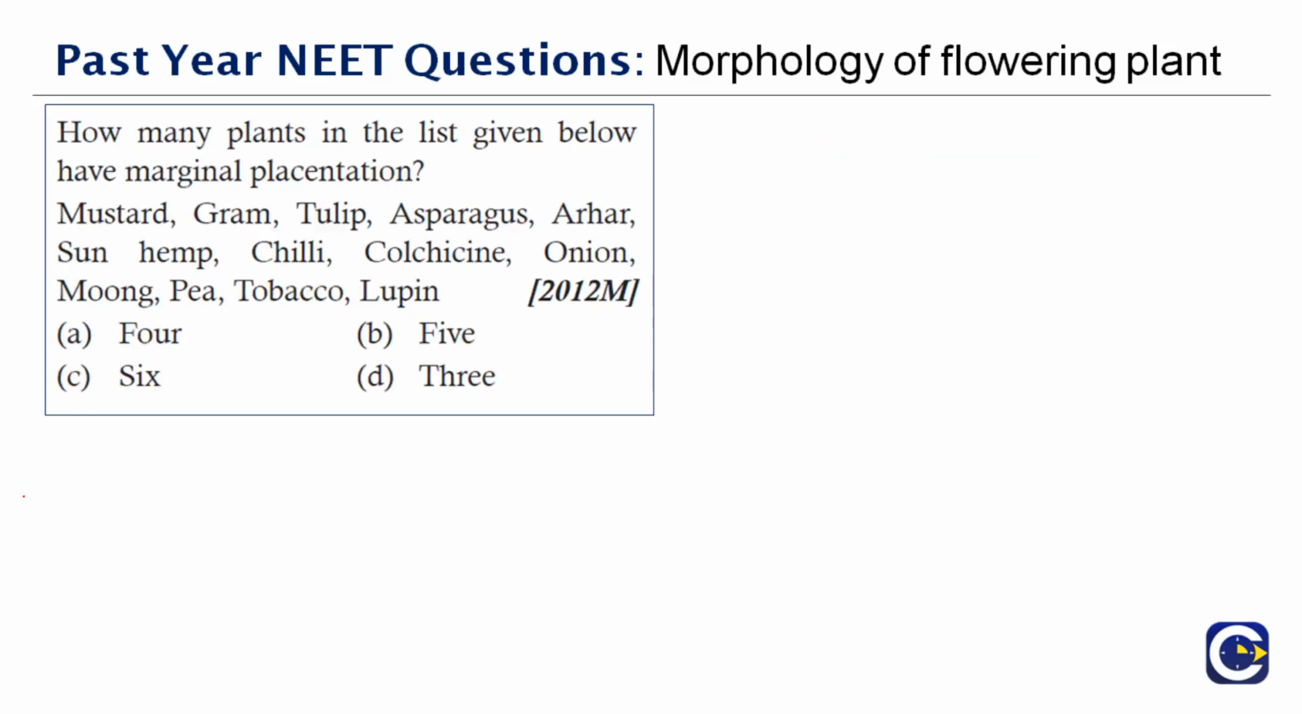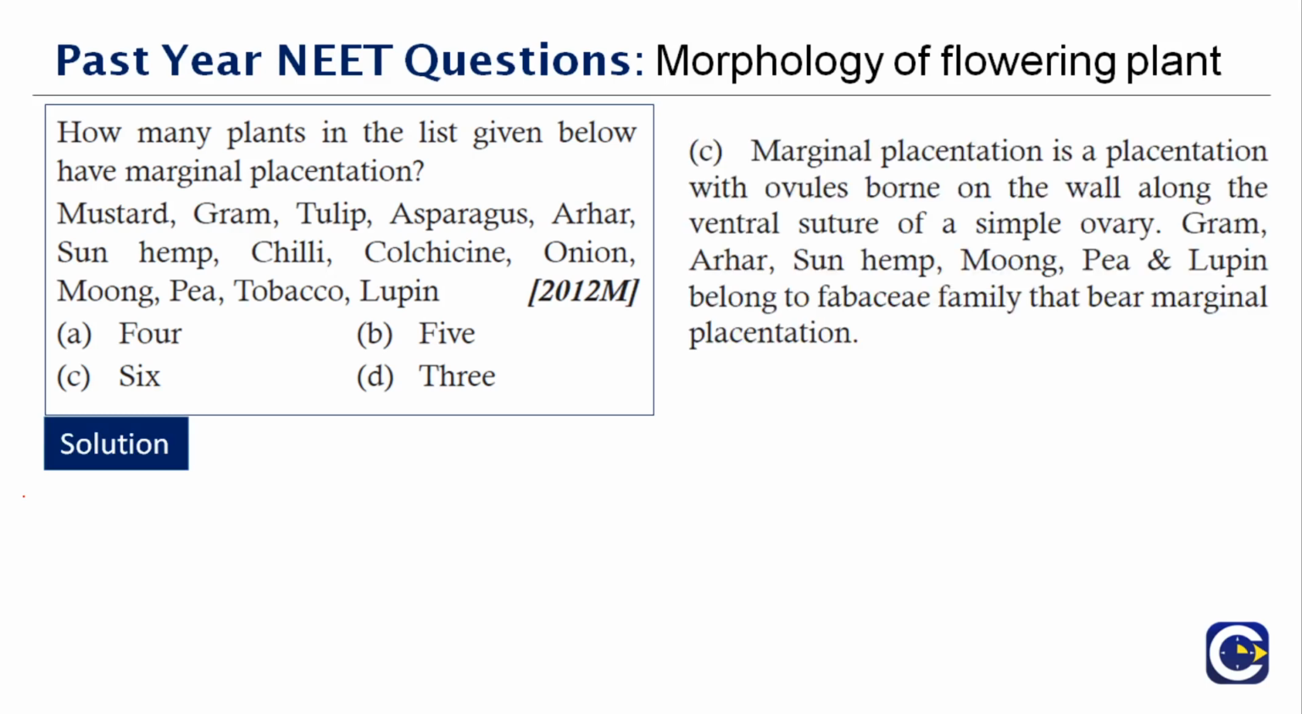How many plants in the list given below have marginal placentation? Okay, I'll give you the answer so that you can analyze. Marginal placentation is a placentation with ovules borne on the wall along the ventral suture of the simple ovary. So that is the meaning of marginal placentation. So how many have it out of that? So we have gram, arhar, sun hemp, moong, pea and lupin belonging to the Fabaceae family, and they all bear marginal placentation. Therefore, the answer is 6. We have 6 out of the rest there.